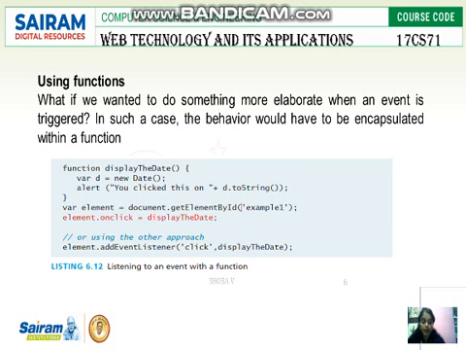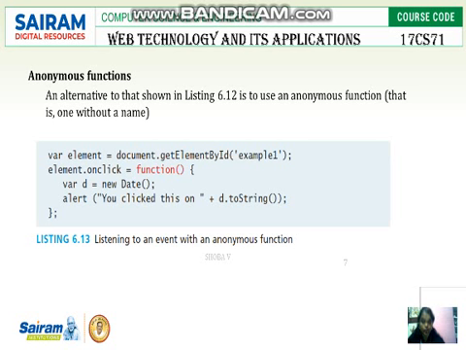Another approach: if you want to click to display the date, you can use addEventListener. These are the two approaches we can use, along with anonymous functions. By using onclick or onmouseover, you can get whichever events you need. If you click this, you get the new date as a string.